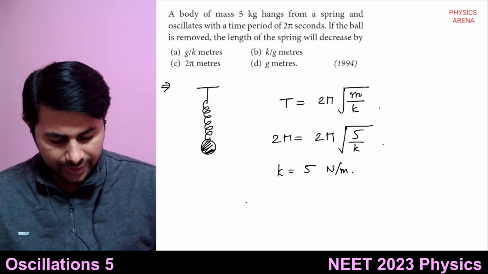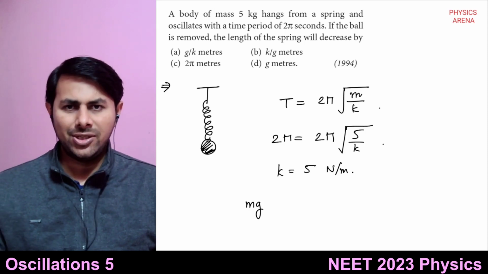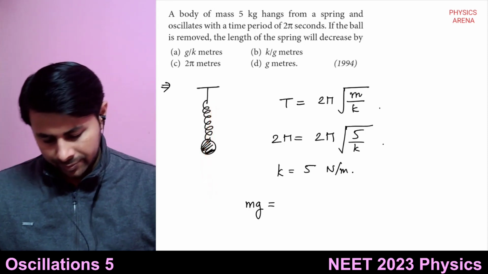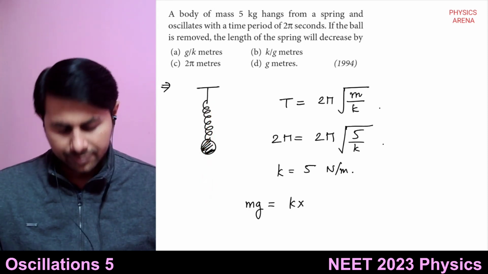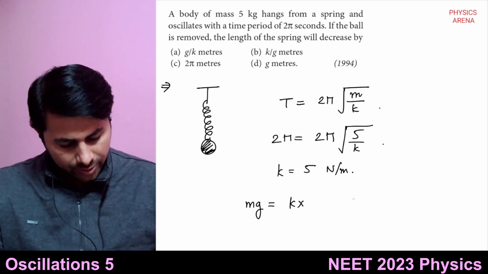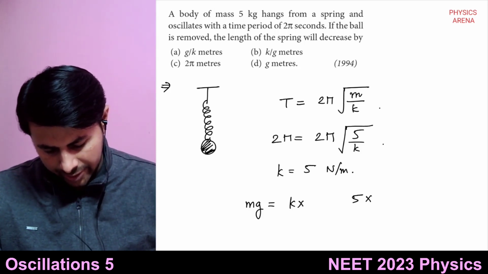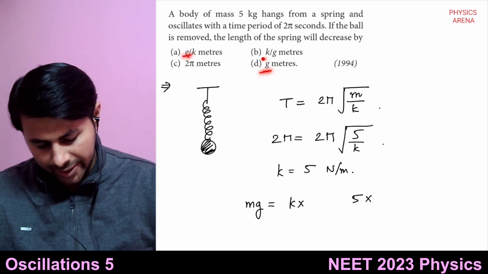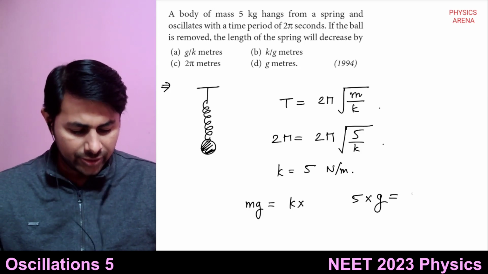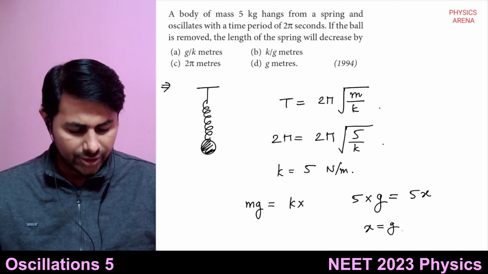We can say that mg, whatever the mass is, 5 kg only. The downward force is equal to the upward force, so it is equal to kx. So put the values: 5 multiplied by g, which is 9.8. But in the options it is g by k, k by g, so let's keep g as it is. So 5 times g is equal to k times x, that is 5x. 5 gets cancelled, x is equal to g.